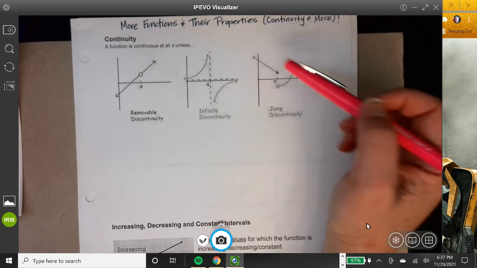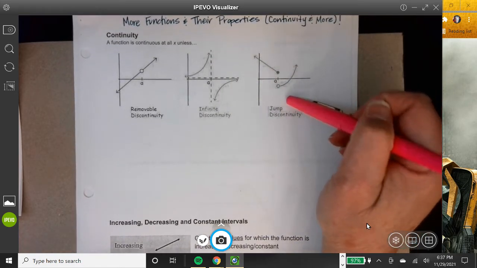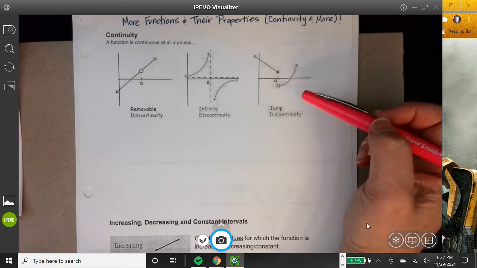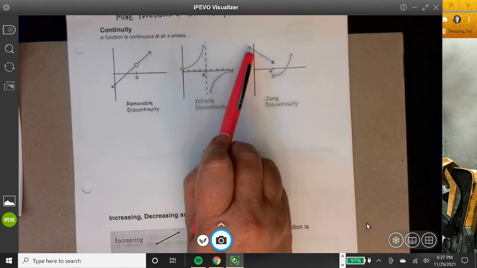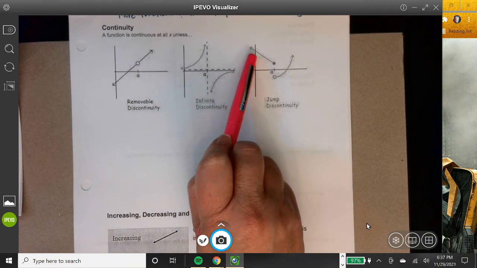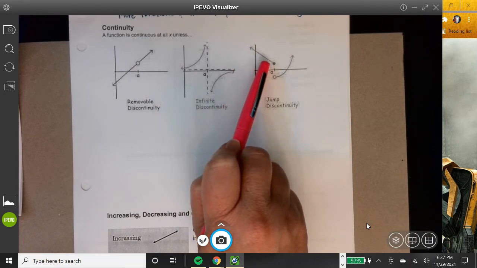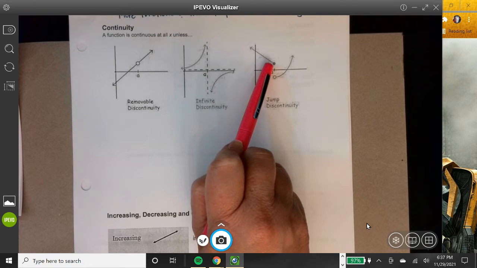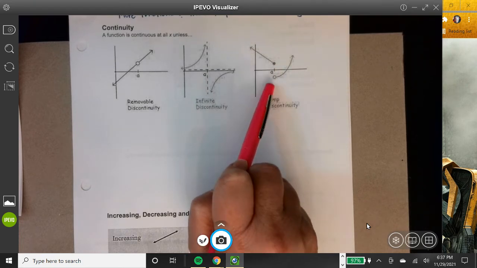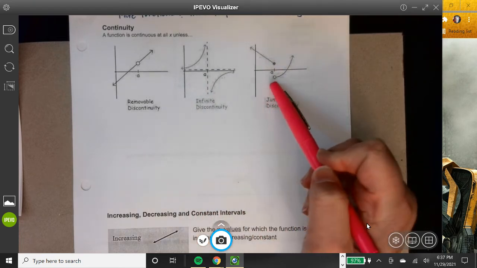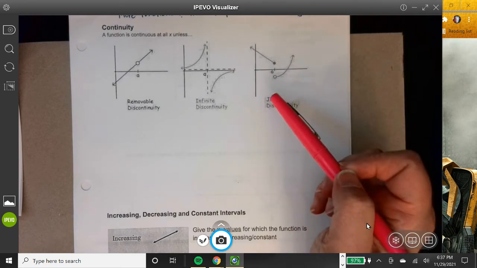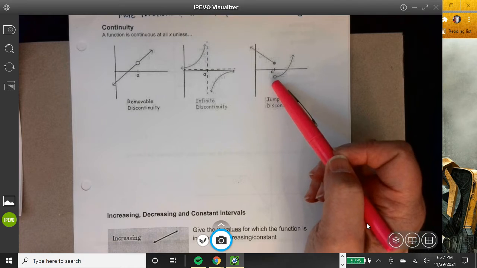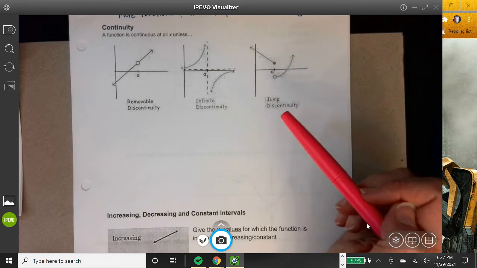The third type of discontinuity we're going to talk about today is a jump discontinuity, where if I go from left to right, my function's really happy, merrily going along until I get to x equals a, and all of a sudden it jumps down to this y value and then goes on. So it's continuous on the left side, and it's continuous on the right side from a to infinity, but not including a.